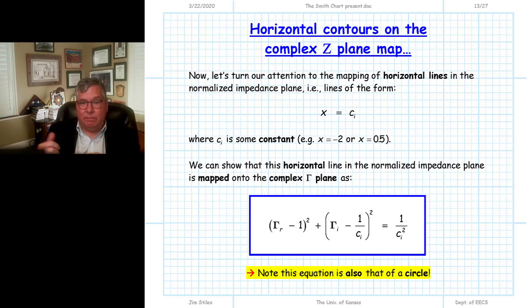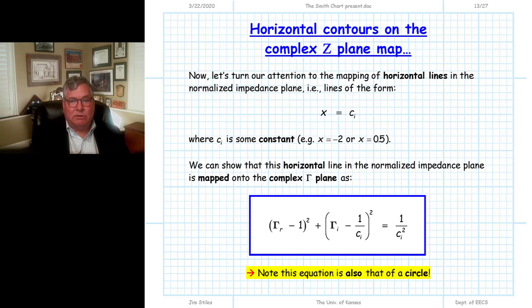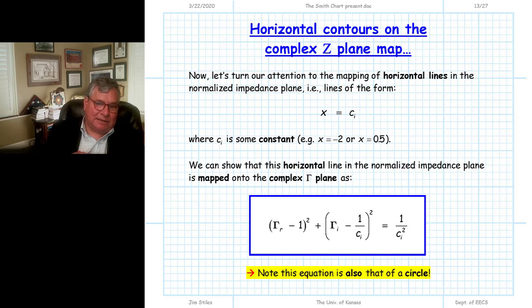Impedances that might have a real part of +infinity, or a real part of 0, or a real part of -infinity, or anything in between. The important thing is, in every case on that contour, the imaginary part is equal to -2. Or we might have one where x is equal to 0.5, a contour that would be half a unit above the real axis on the complex impedance plane.